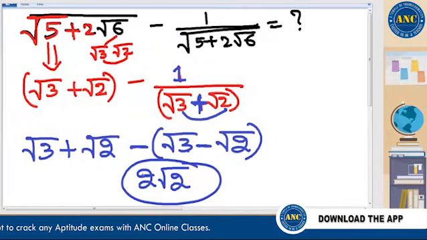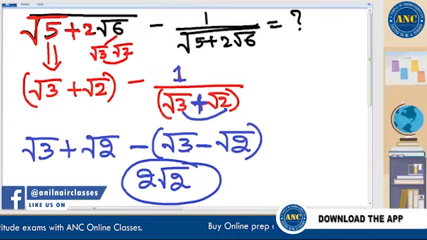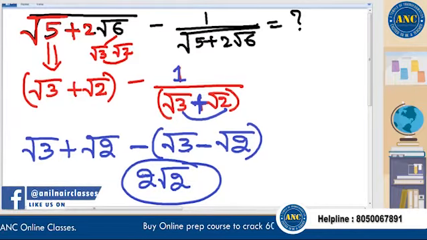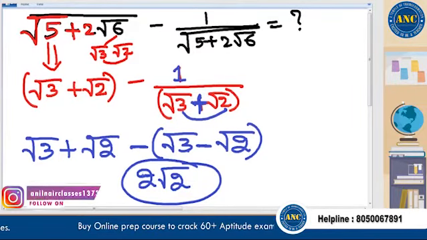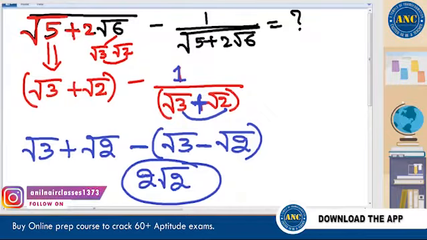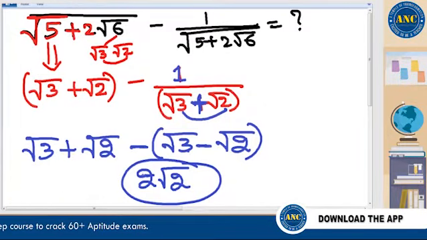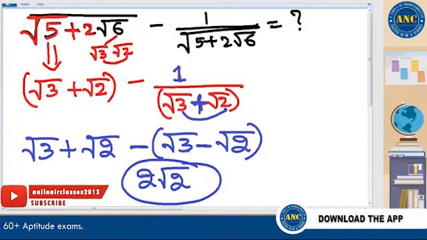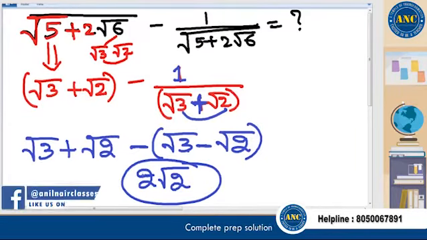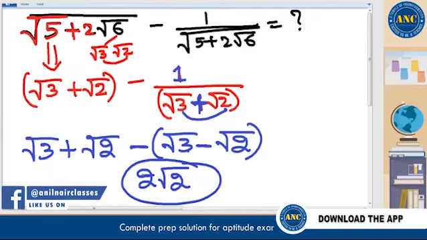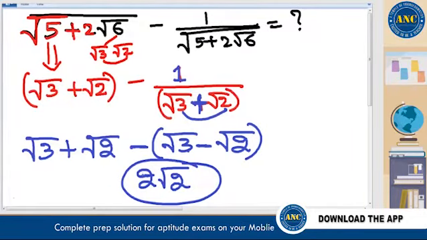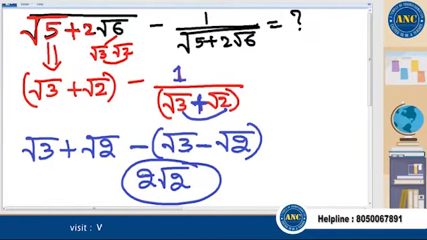I hope the idea is clear. 2 root 2 should be the answer. We will keep taking multiple varieties until it becomes something like a cakewalk for my students looking at these questions. Next question.